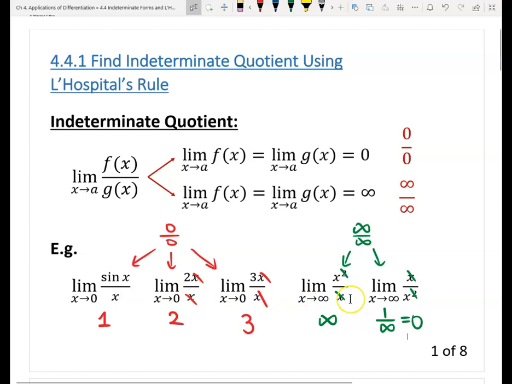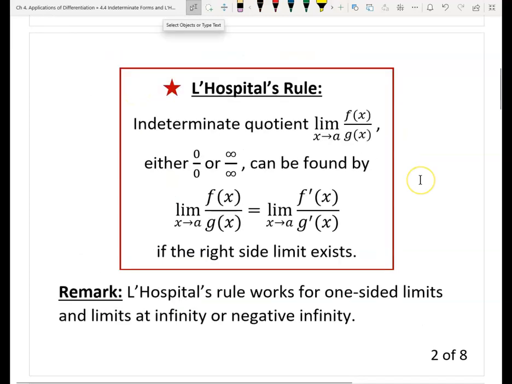For these questions, they look simple, very easy to get the answer. However, usually we will meet complicated questions. How do we find that kind of limit if we cannot simplify? We need a tool. The name of that tool is L'Hospital's Rule. Let's see L'Hospital's Rule.